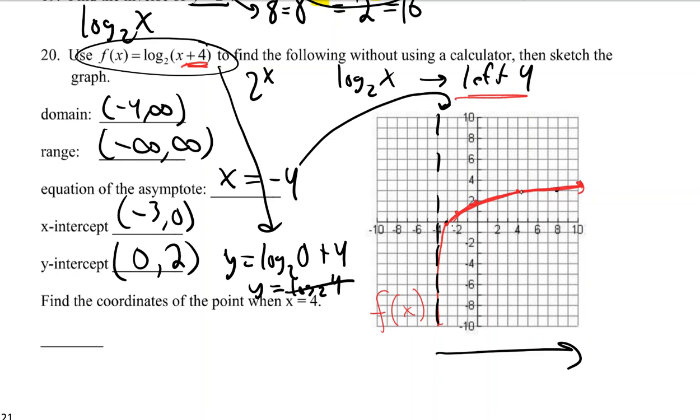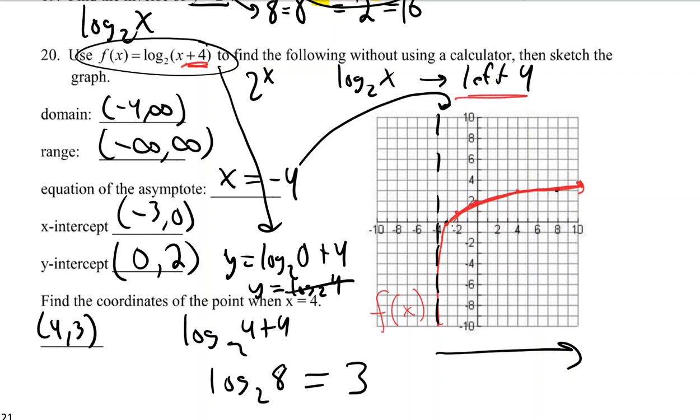Okay, and then same idea. It looks like it goes through (4, 3), but don't rely on your scan. Like, you could have a small mistake. Plug it back in up here. If I plug in 4 for x, I get this. Where am I getting base 3? Base 2. Okay, and then 2 to what power gives you 8? Well, that gives you 3. So plugging in 4 for x gives me a y value of 3.